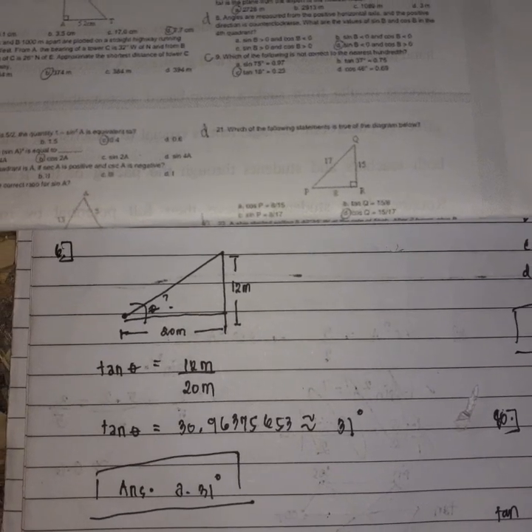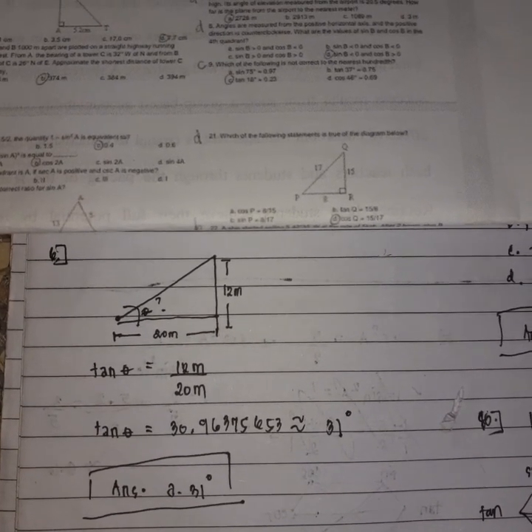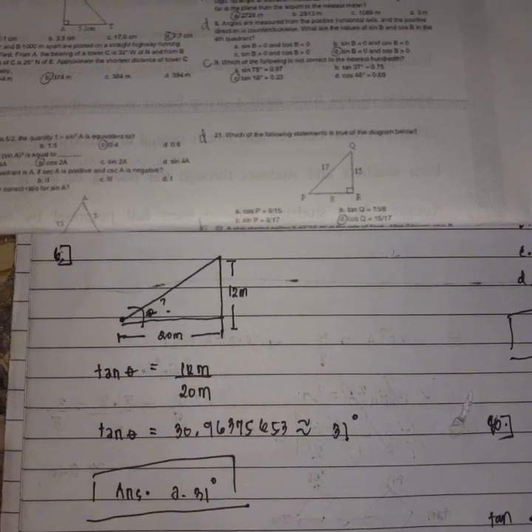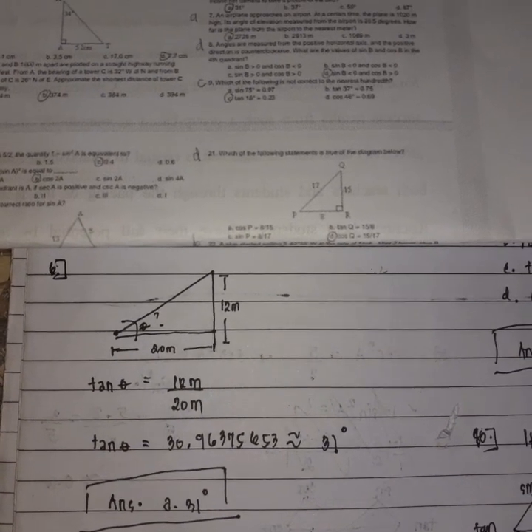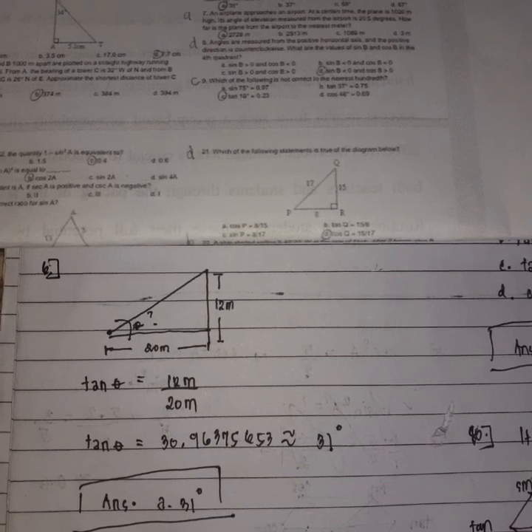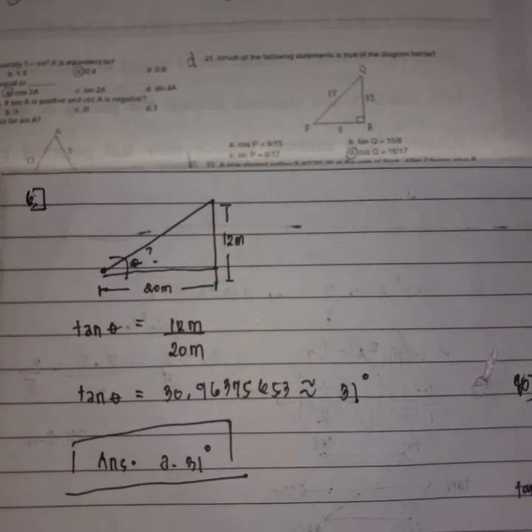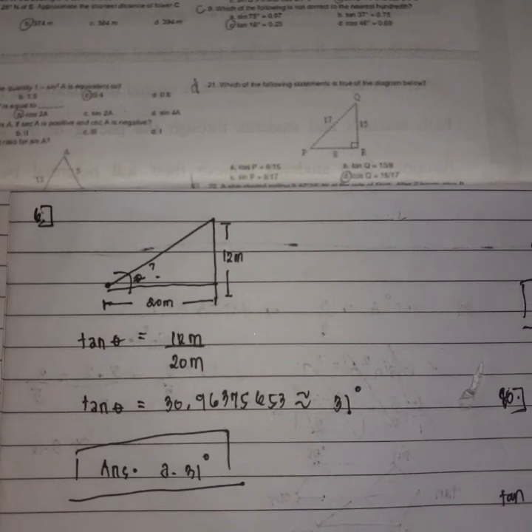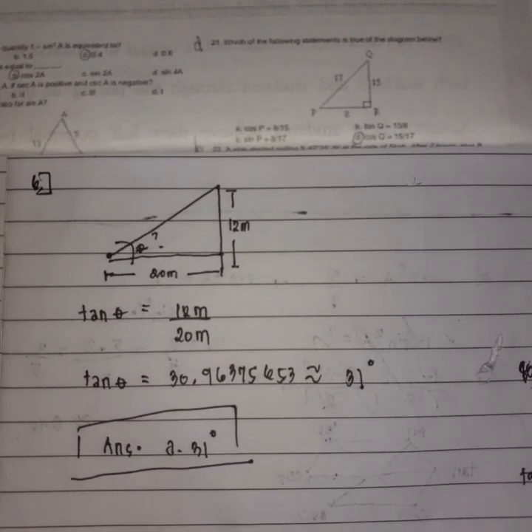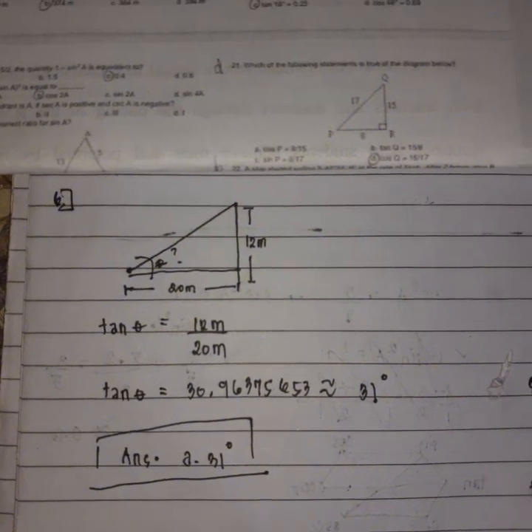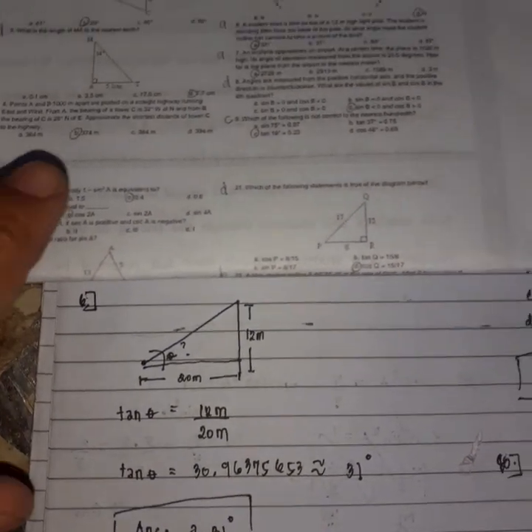Now, if you're going to type it using a calculator, you just need to press shift tan, open parenthesis, type 12 over 20, close parenthesis. Then it is equivalent to 30.96275653, which to the nearest degree is 31 degrees. Hence, our answer is theta equals 31 degrees.